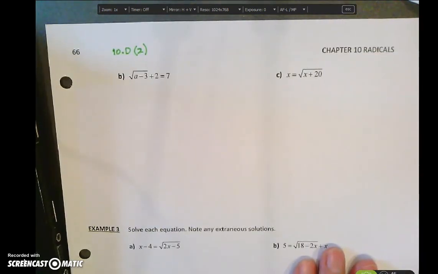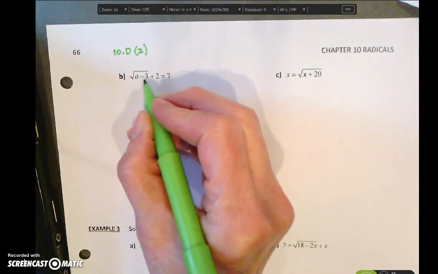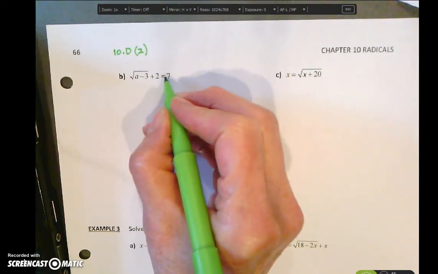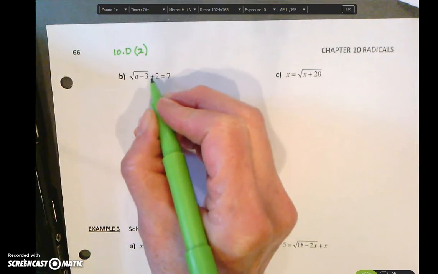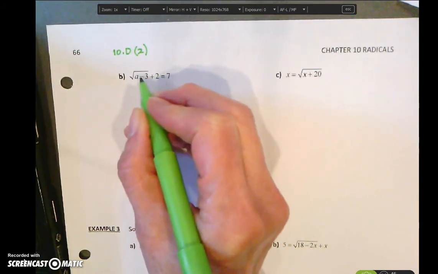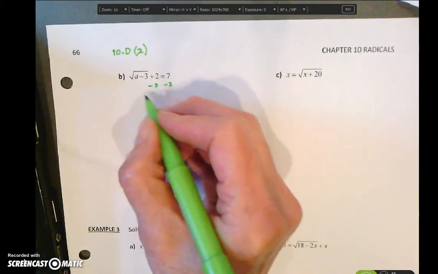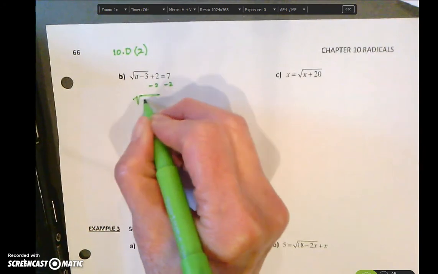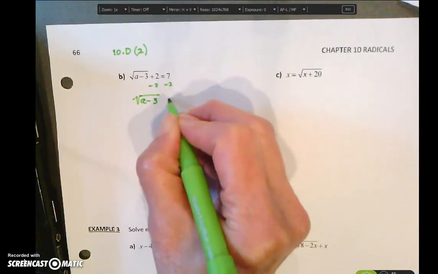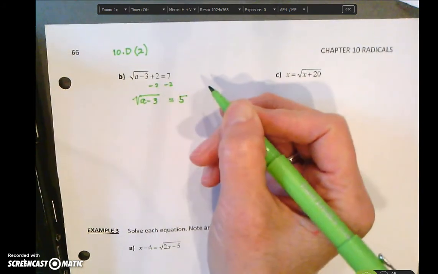All right, so here we go. Example 2b, I guess this is. So here, you can see my radical right here. Here's my equal sign. I also have this 2 over here on the left side that I need to remove so that this is isolated. So I'm going to subtract 2 from both sides, and I'm going to be left with the square root of a minus 3 is equal to 7 subtract 2 is 5.